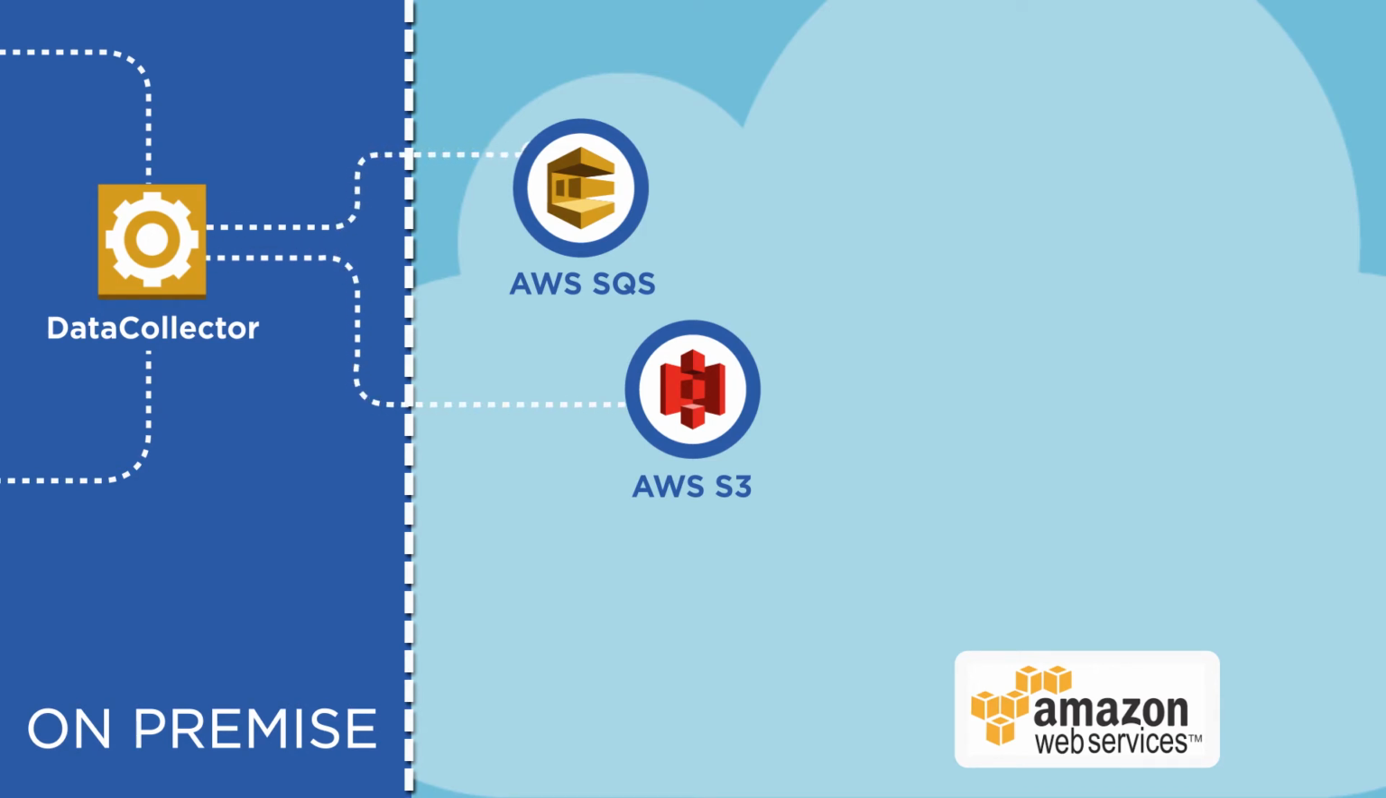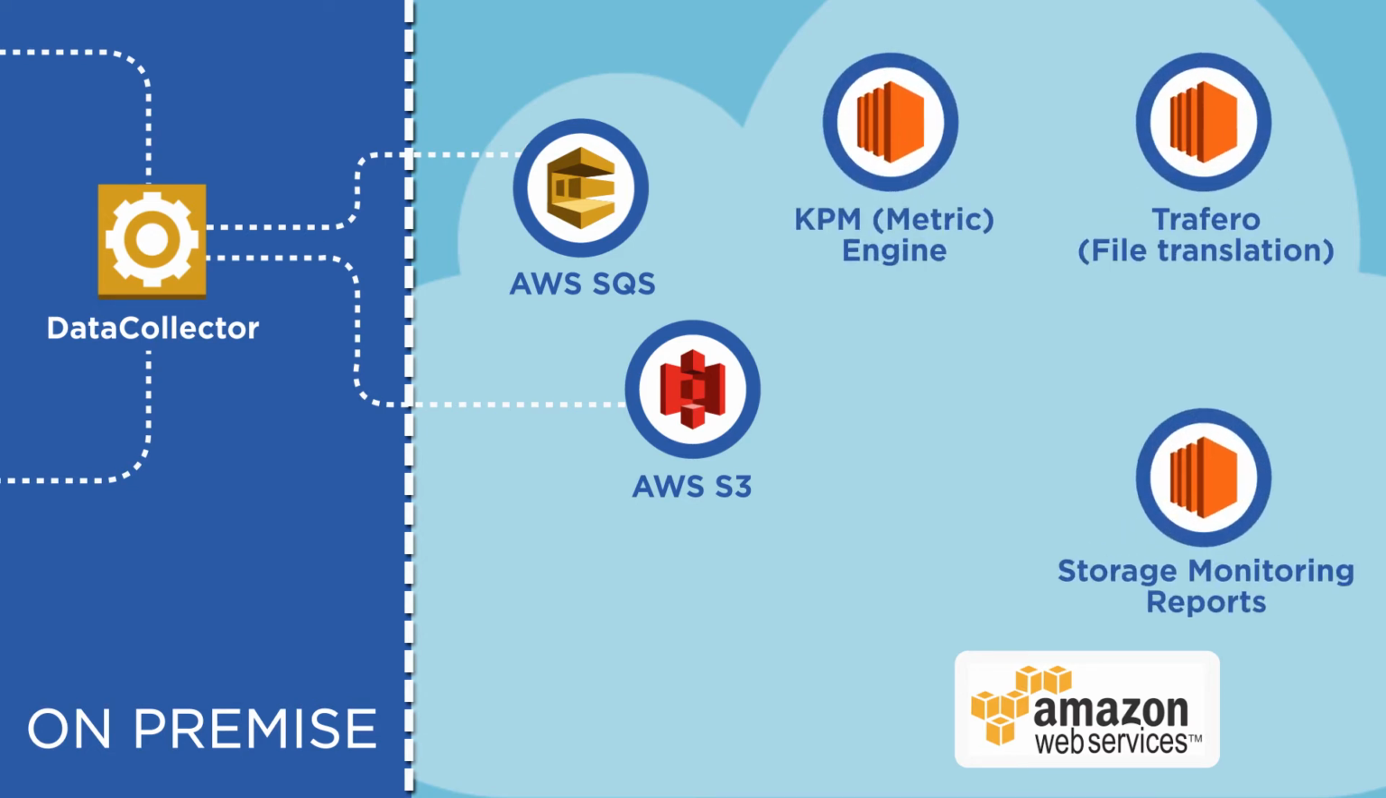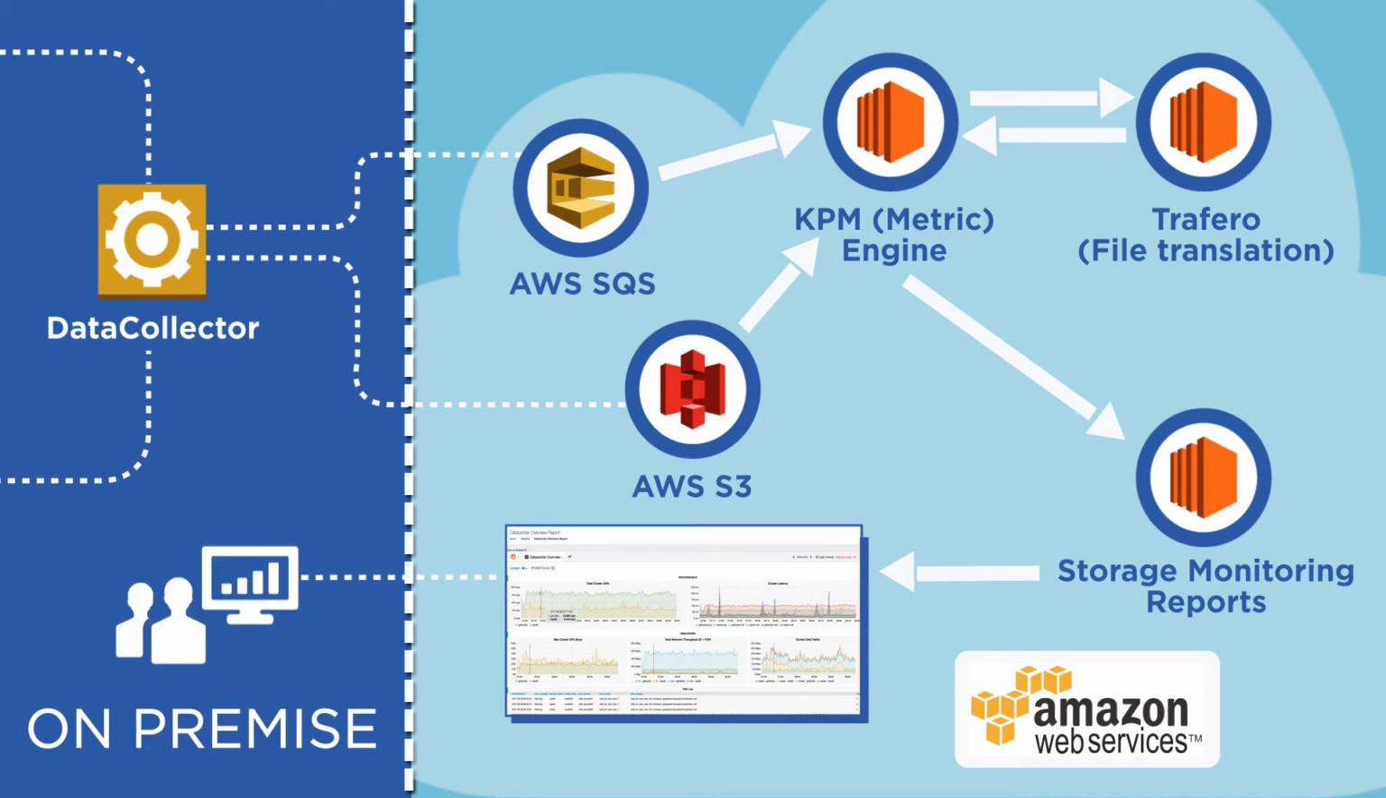Now let's focus on the AWS side. After reception, our engine reads the message and processes the files, translating counters and metrics into a meaningful time series. The results are stored in our time series database. Dashboards are connected to this database, and users can access and visualize performance information.